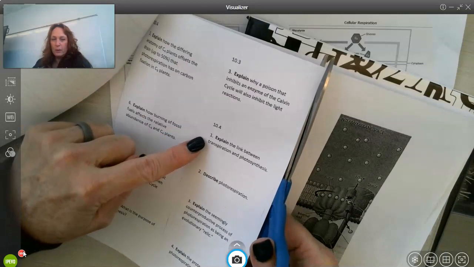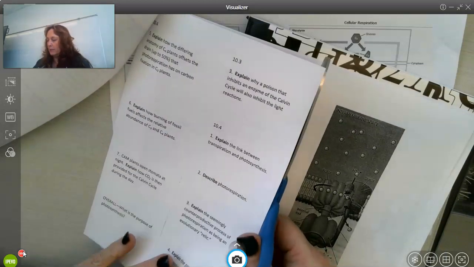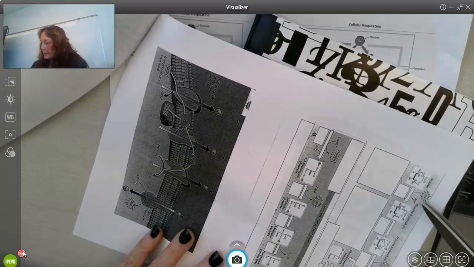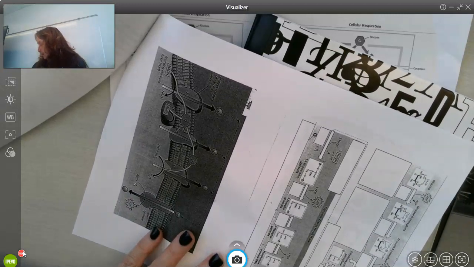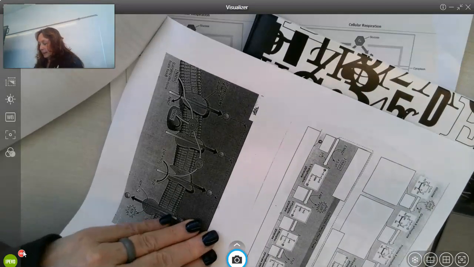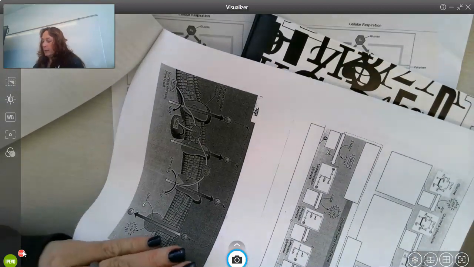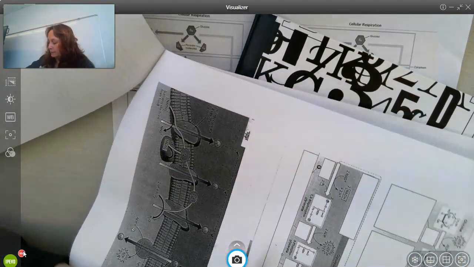So it's right here on the page where you see 10.3, 10.4. I do need that. And this is talking glucose, so I feel certain that's glycolysis. So I need that figure.